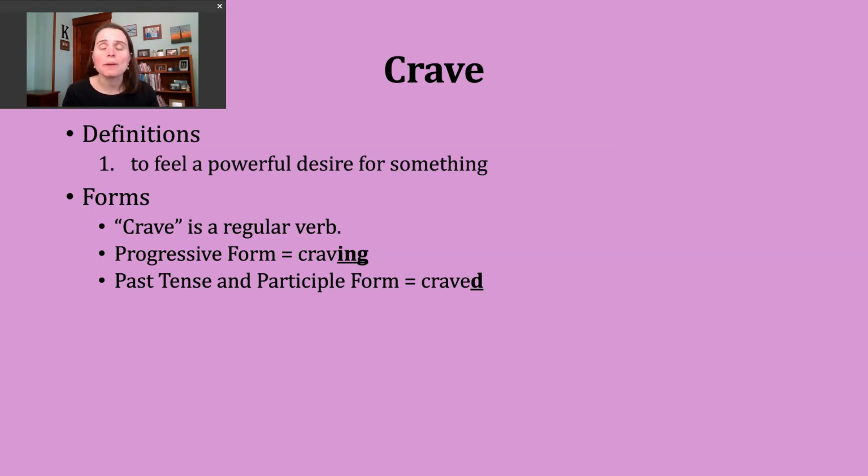Now our base verb, crave, ends with a voiced consonant sound, the V sound. This means that the ED ending is just going to make a D sound. So I'm not going to add an extra syllable as I say it. The past tense and participle forms should sound like this: craved, craved.